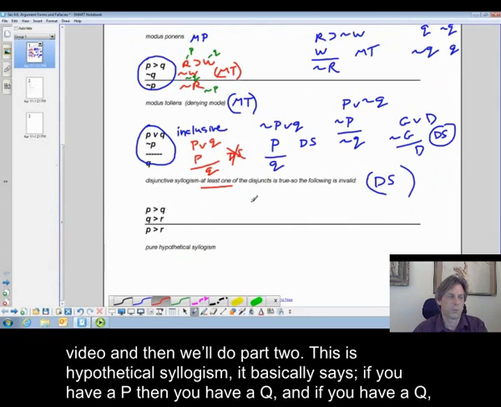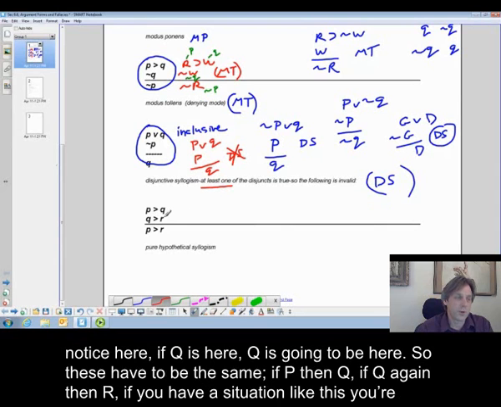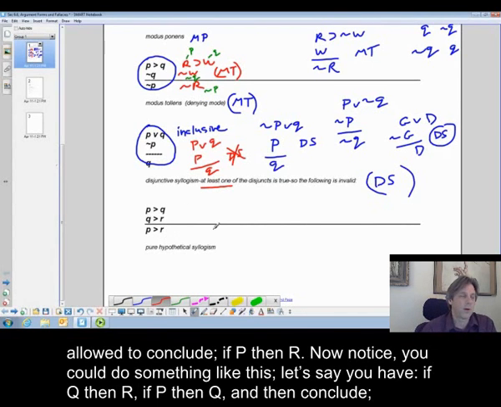And we'll do one more for this video, and then we'll do part 2. This is hypothetical syllogism. It basically says if you have a P, then you have a Q. And if you have a Q, notice here, if Q is here, Q is going to be here. So these have to be the same. If P, then Q. If Q again, then R. If you have a situation like this, you're allowed to conclude if P, then R.